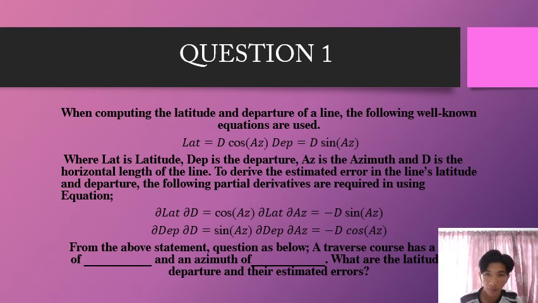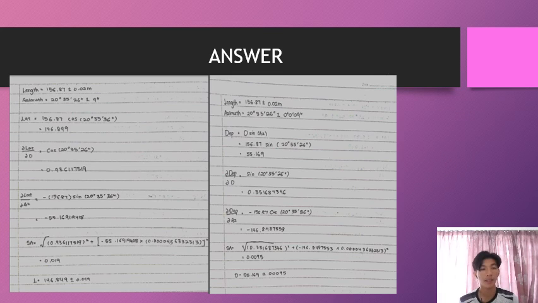So for this question one, we were given an equation which is latitude equals distance cos azimuth, and departure equals distance sin azimuth. Each of the students was given a different distance and azimuth, so our answers may differ. The question asks us to calculate the latitude and departure. So this is my answer.